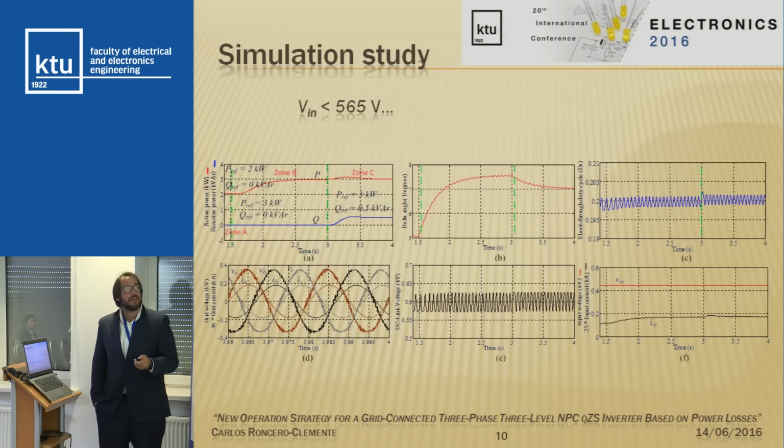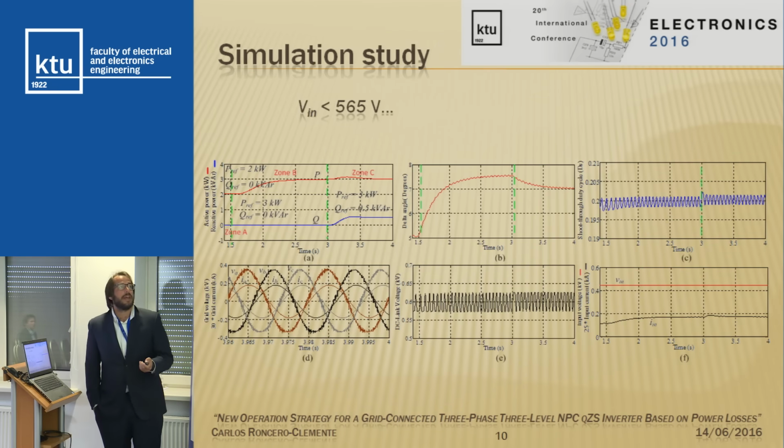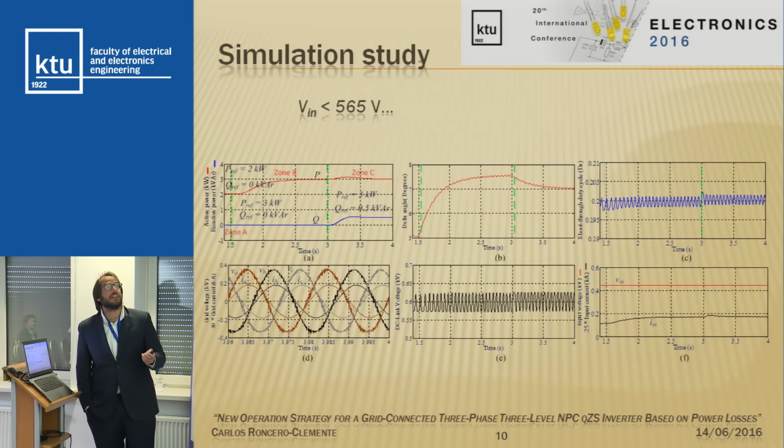And finally, in the most critical case, when the input voltage is lower than this value, in our case around 490 volts, we can see how the system again tracks each reference properly, both the active power and the reactive power, by means of controlling the delta angle and the shoot-through duty cycle.